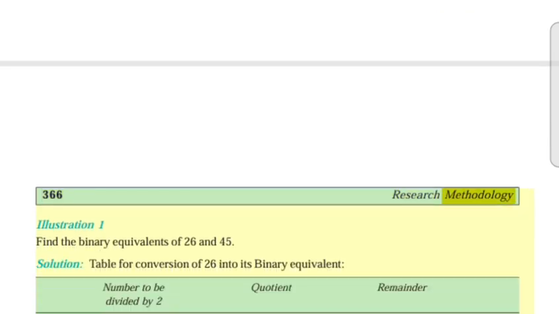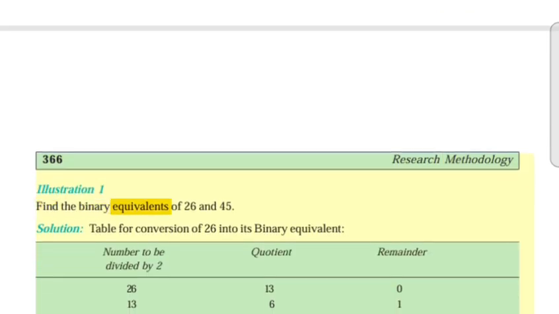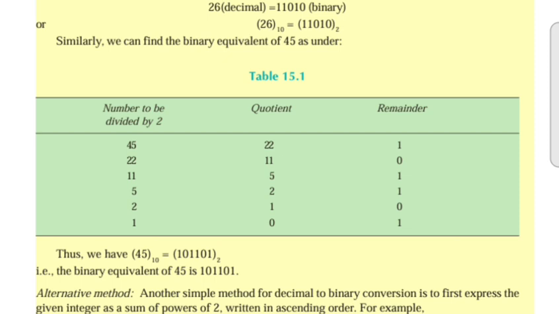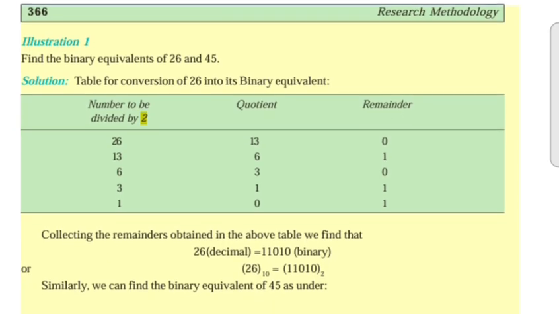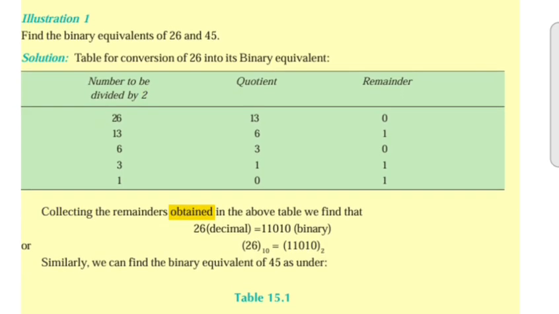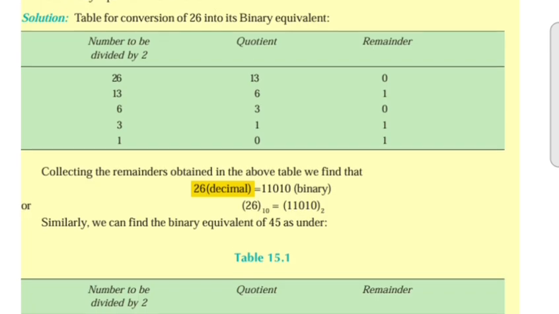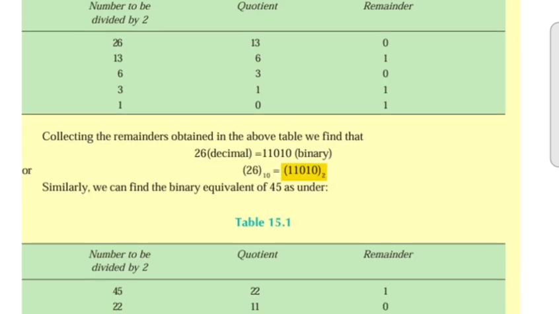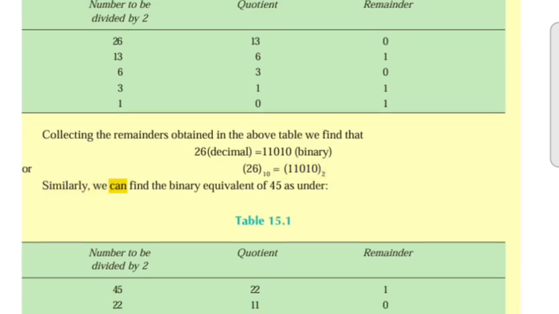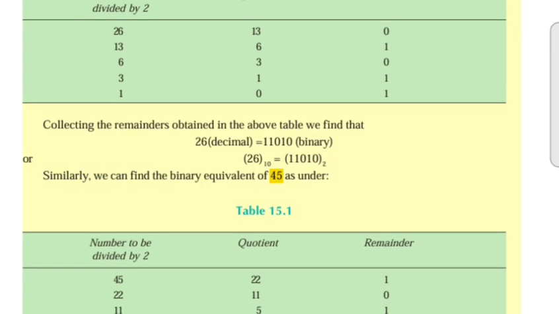Illustration 1. Find the binary equivalents of 26 and 45. Solution. Table for conversion of 26 into its binary equivalent. Number to be divided by 2, quotient, remainder: 26, 13, 0; 13, 6, 1; 6, 3, 0; 3, 1, 1; 1, 0, 1. Collecting the remainders obtained in the above table, we find that 26 decimal equals 11010 binary, or 26 base 10 equals 11010 base 2. Similarly, we can find the binary equivalent of 45 as under.